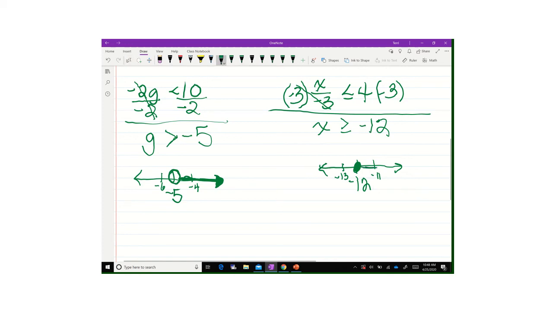Which it is, so we are going to shade in this side of the line again to show that those numbers are the solutions to this problem. So again, because we multiplied here by a negative number on both sides, our inequality symbol needs to be reversed and changed to its opposite. And this is how we solve inequalities using multiplication or division.